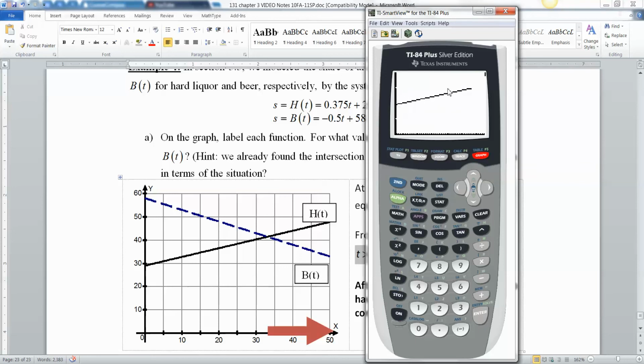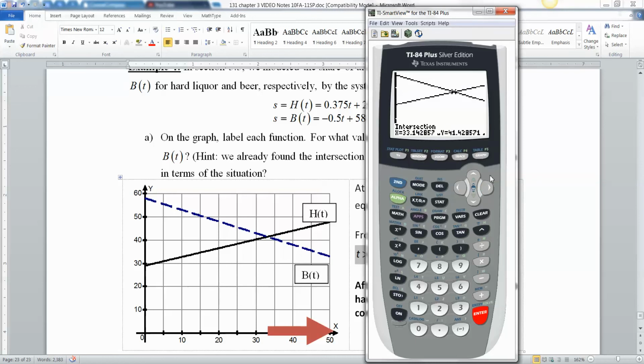There you go. There's hard liquor. There's beer. So if you didn't have it like that from before, you could still calculate the intersection by using calc number 5, intersect. Yes, that's my first curve, enter. Yes, that's my second curve, enter. Move your cursor closer to the right, press enter. And there you go, 33.14.